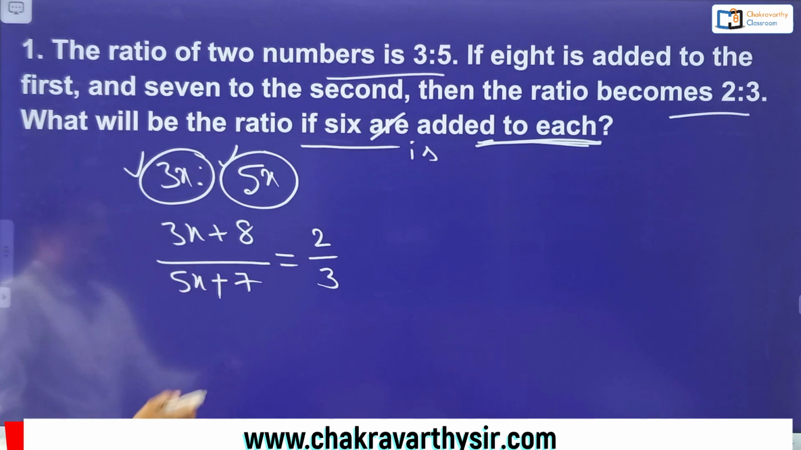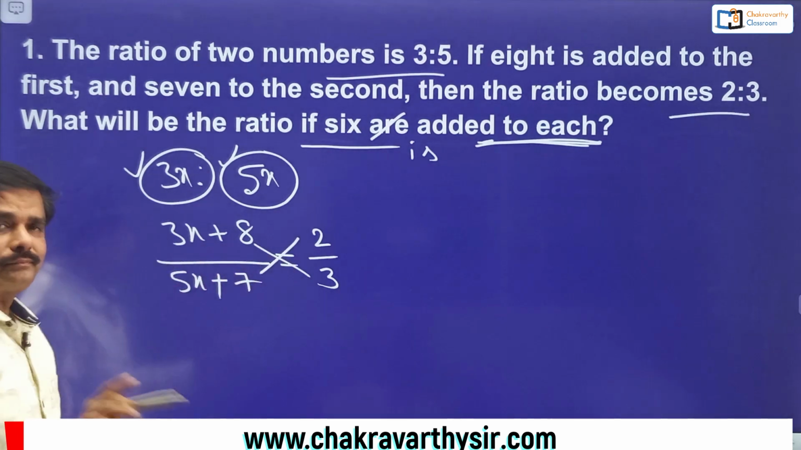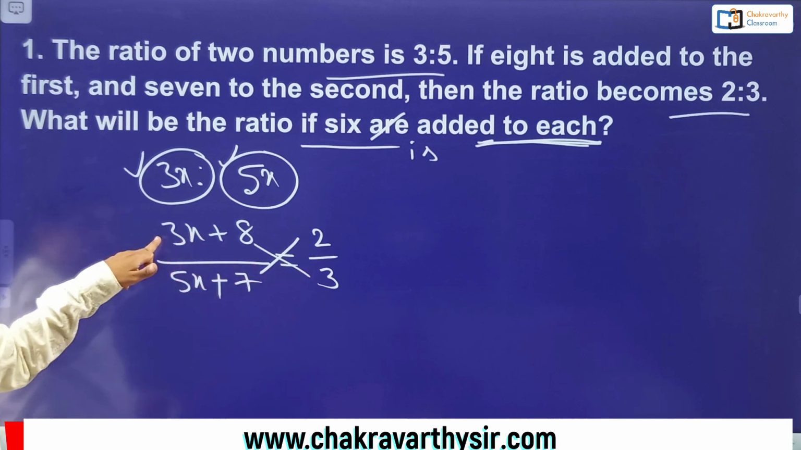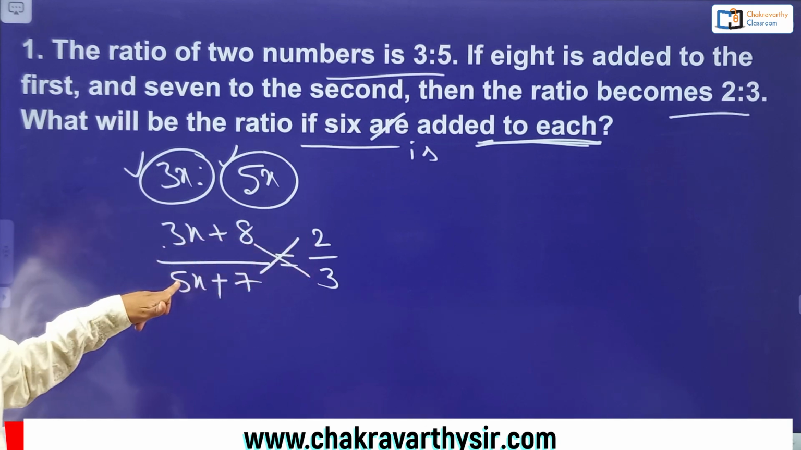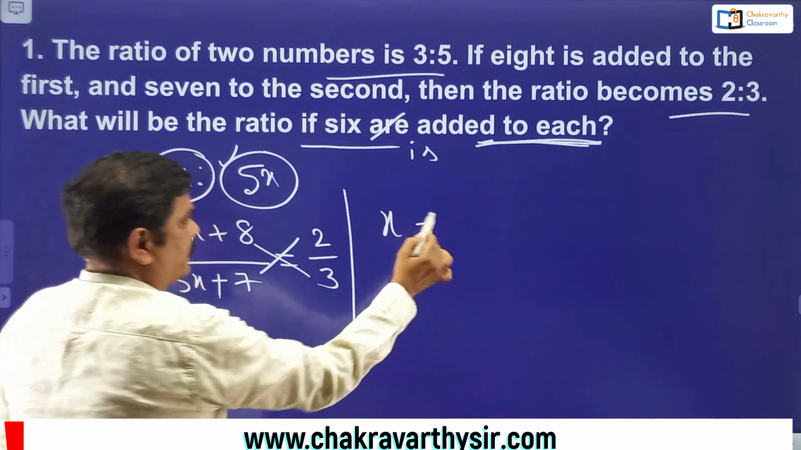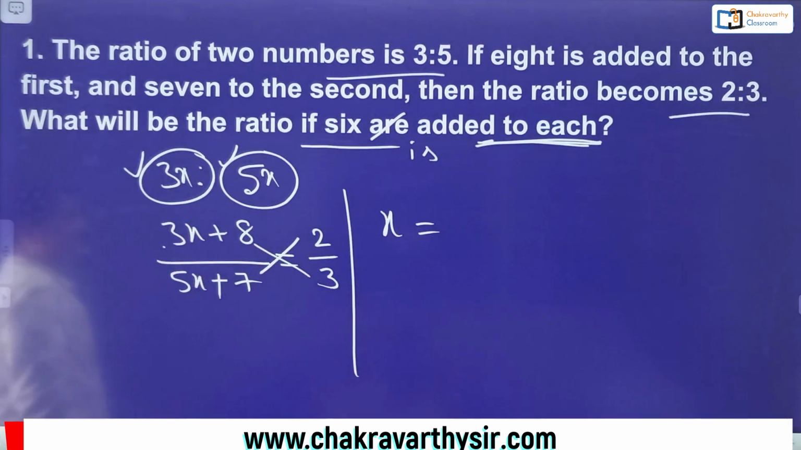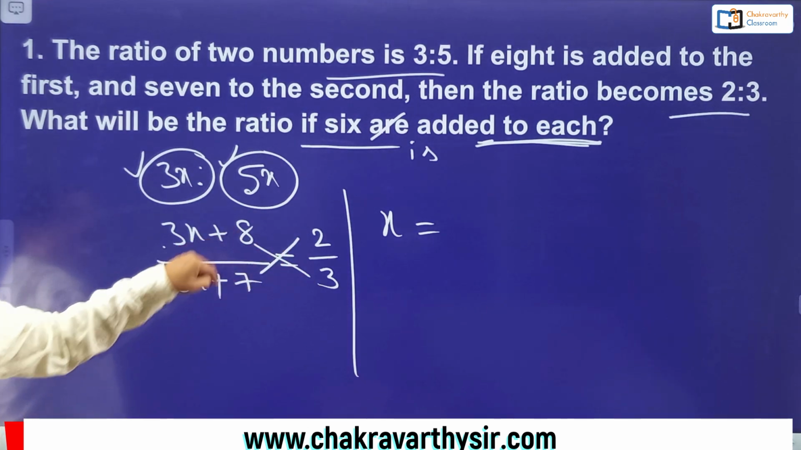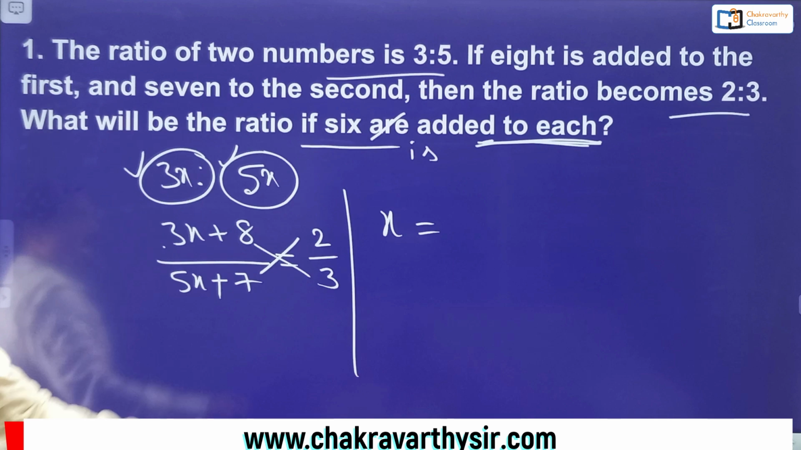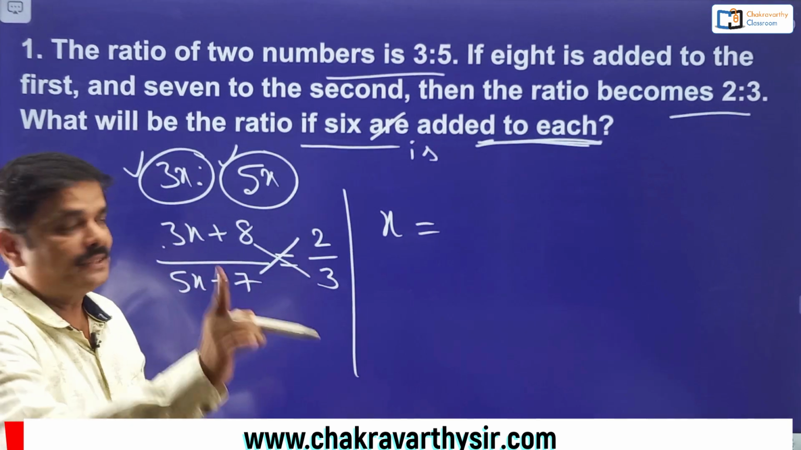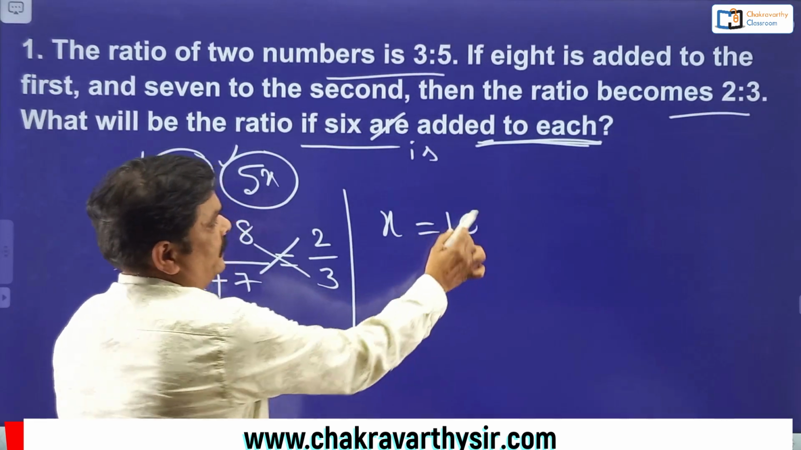Finding out x is very simple. Go for the cross multiplication. I am not doing the complete simplification. Directly we go like this. This is 3 into 3, 9x. This is 2 into 5, 10x. The difference is 1, so that is x. Directly x is equal to, no need to go step by step, even here also. Then 2 into 7 you have to do, 3 into 8, 24. Then 2 into 7, that is 14. 24 and 14, the difference is 10. Directly I can say x is equal to 10.